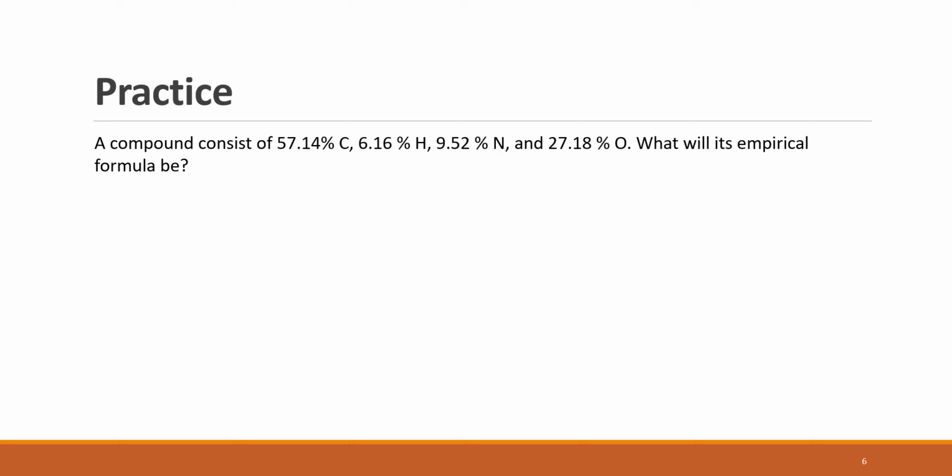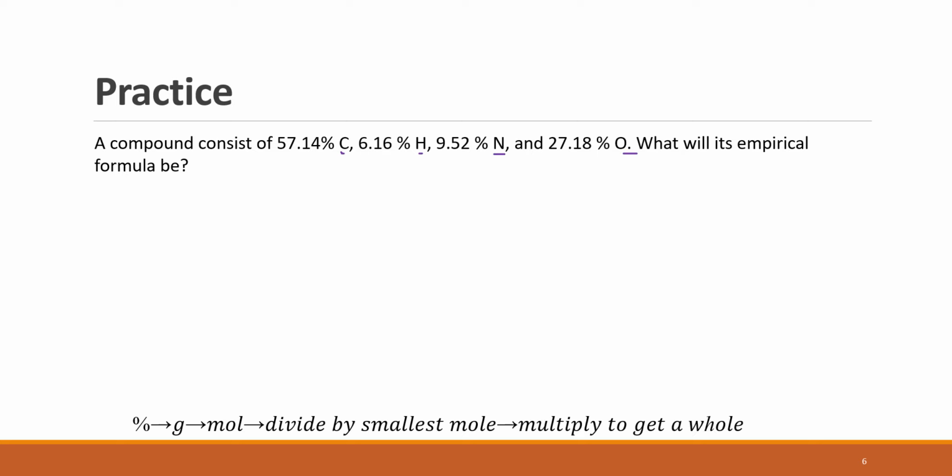The next practice problem has 4 different elements in it. These 4 different elements are carbon, hydrogen, nitrogen, and oxygen. They've given us the percent composition of each, so we want to go ahead and go through the process. The first step is to take that percent, erase it, and write grams.